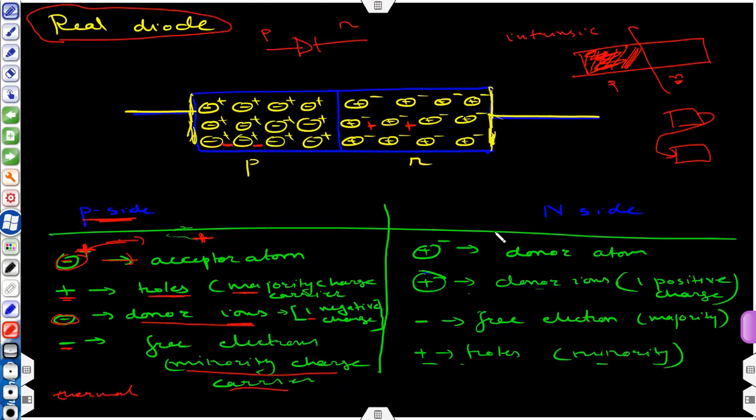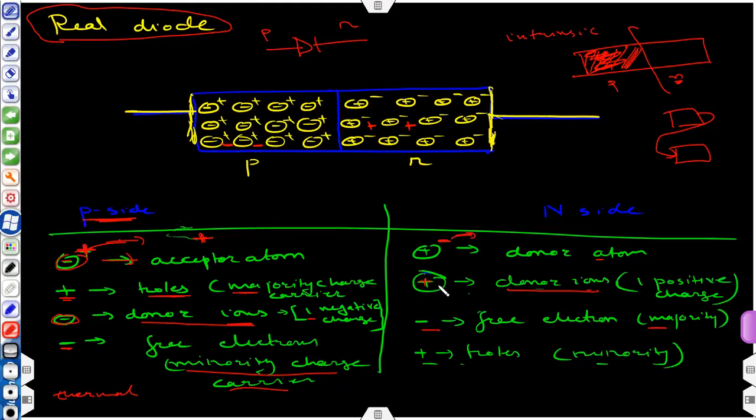Similarly, on the n side you have donor atoms. A donor atom has one extra electron: 4 electrons are paired with the surrounding 4 silicon atoms in the crystal, and 1 electron is loosely bound. When this 1 electron absorbs some energy and becomes free, you have one free electron. So this is the majority charge carrier in n-type semiconductor, and you have this plus sign, which represents a donor ion having one positive charge.